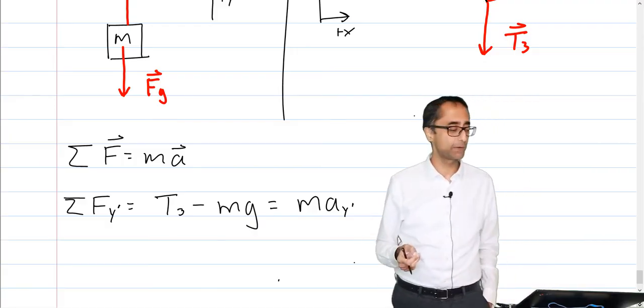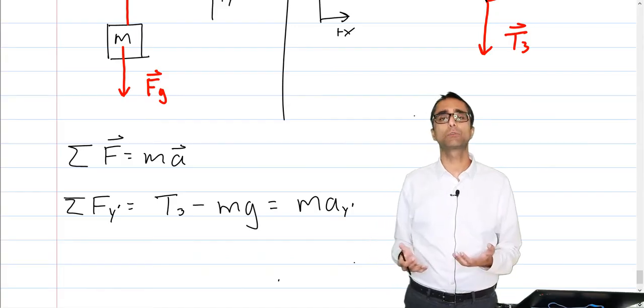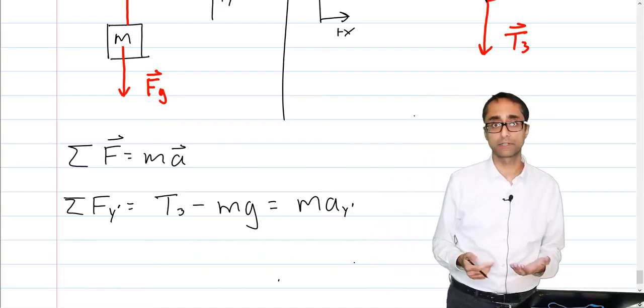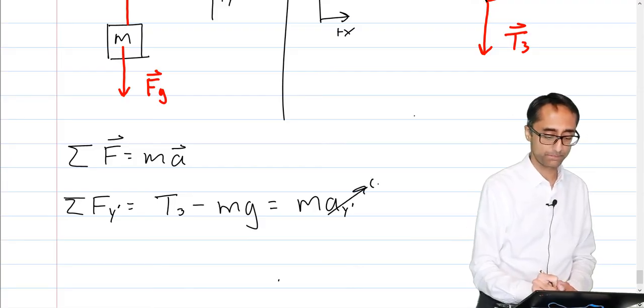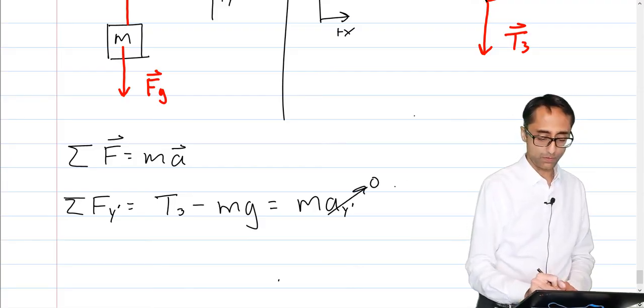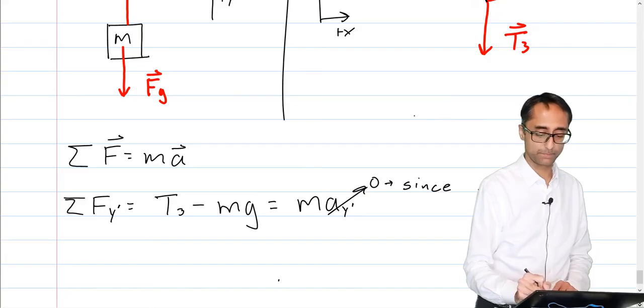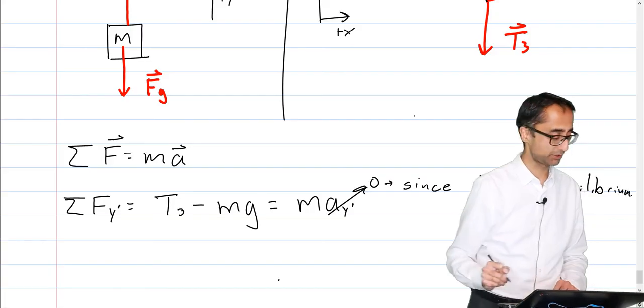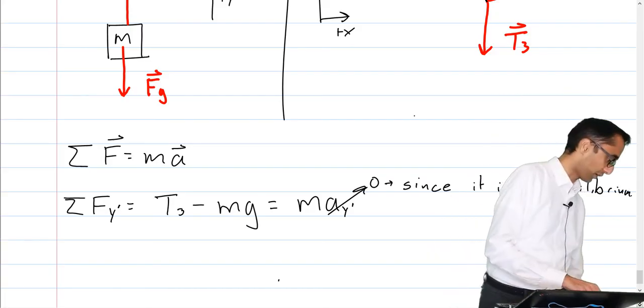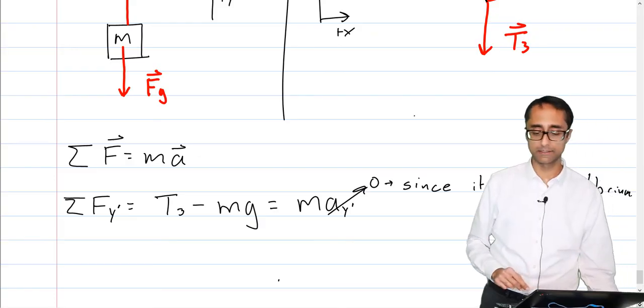You can actually get rid of it, because everything's in equilibrium, I know there's no acceleration. The mass is not accelerating. This is 0. And so we can write really quickly, since it is in equilibrium. Now keep in mind, if it was moving at a constant velocity, it would still also have an acceleration of 0. But if it's not moving at all, then I am certain it is 0.